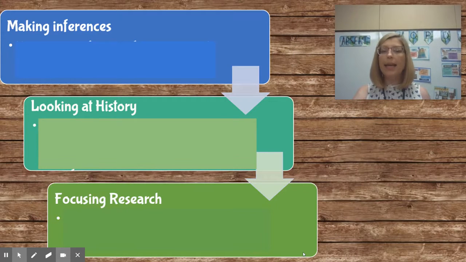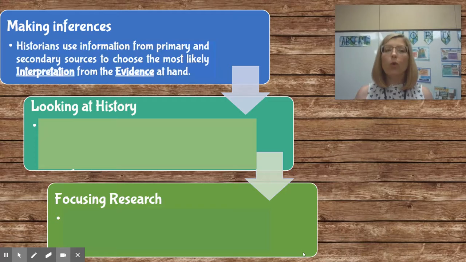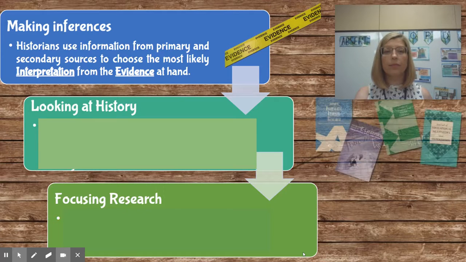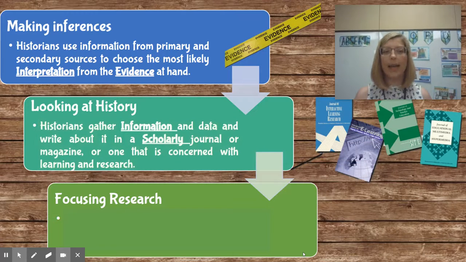Okay, making inferences. Historians use information from primary and secondary sources to choose the most likely interpretation from the evidence at hand. Looking at history, historians gather information and data and write about it in a scholarly journal or magazine, or one that is concerned with learning and research.